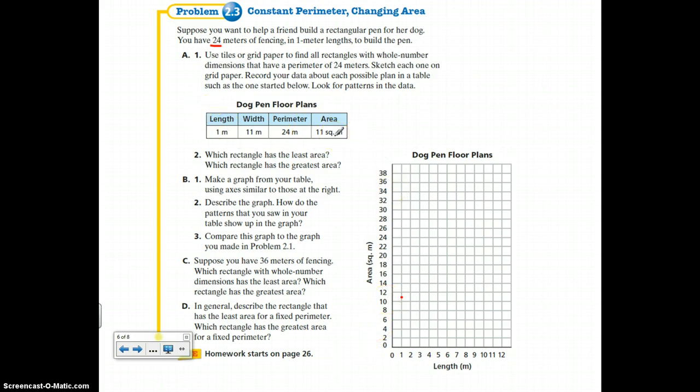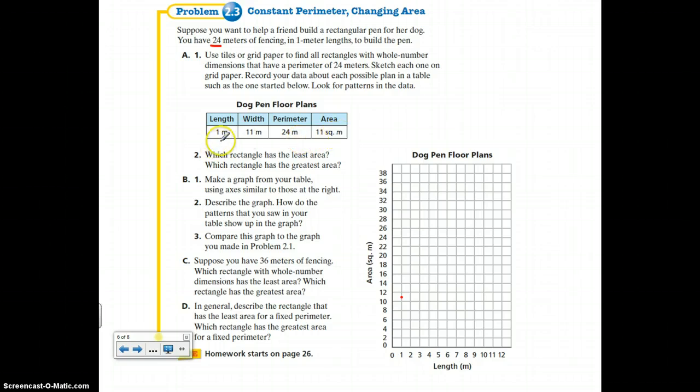So we're finding the factor pairs. No, we're not finding the factor pairs of 24 anymore, are we? We need to find the perimeter to be 24. So if the perimeter is 24, the length plus the width needs to be half of 24, so 12. So the first one they've given you, if it's 1 by 11, that means the perimeter is 24, 2 lengths, 2 widths equals 24, and the area is 11 square meters.